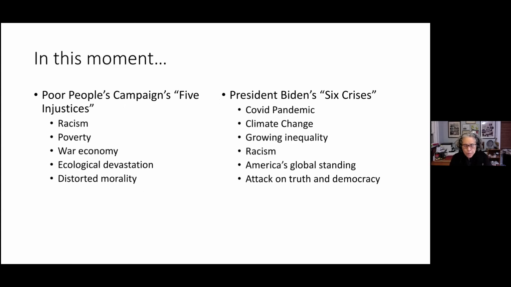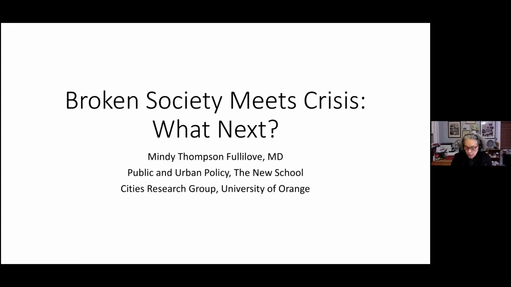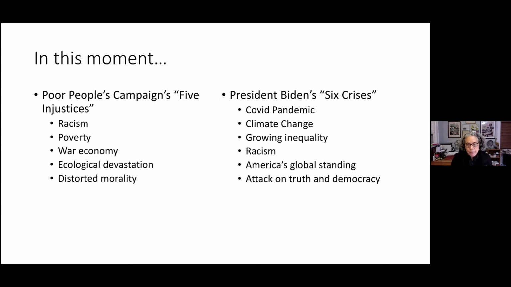The Poor People's Campaign, which is the premier civil rights campaign in this moment, has pointed out there are 5 interlocking injustices: racism, poverty, the war economy, ecological devastation, and distorted morality. And President Biden, in his inaugural address, said that we have 6 crises: the COVID pandemic, climate change, growing inequality, racism, America's global standing, and the attack on truth and democracy. So that is quite a list.